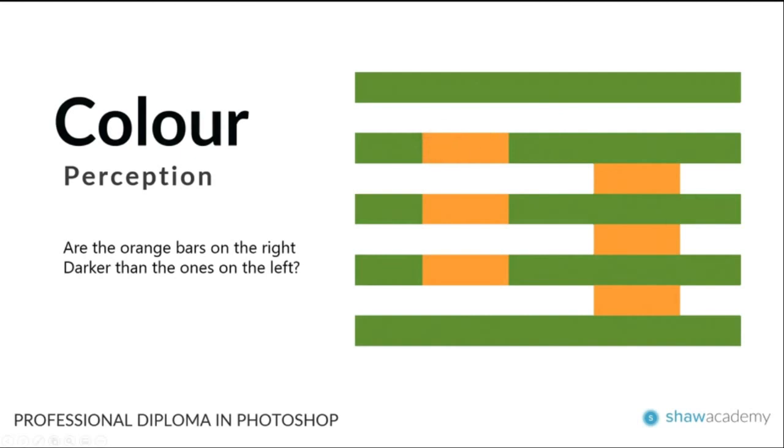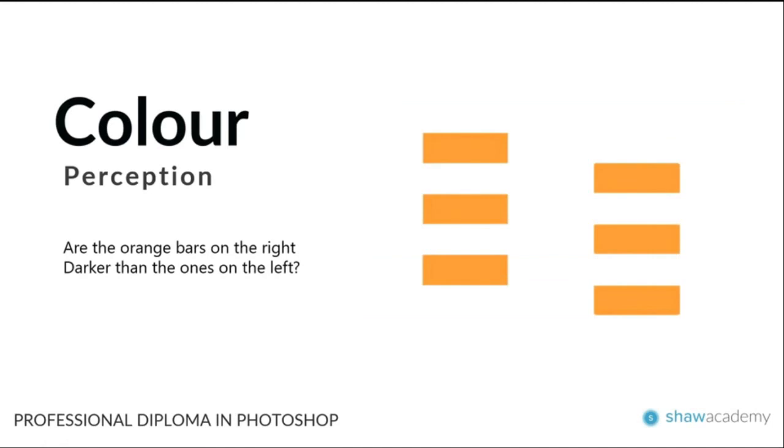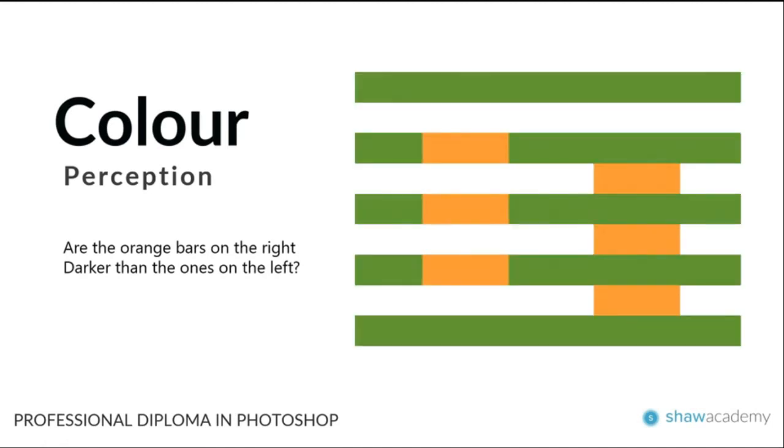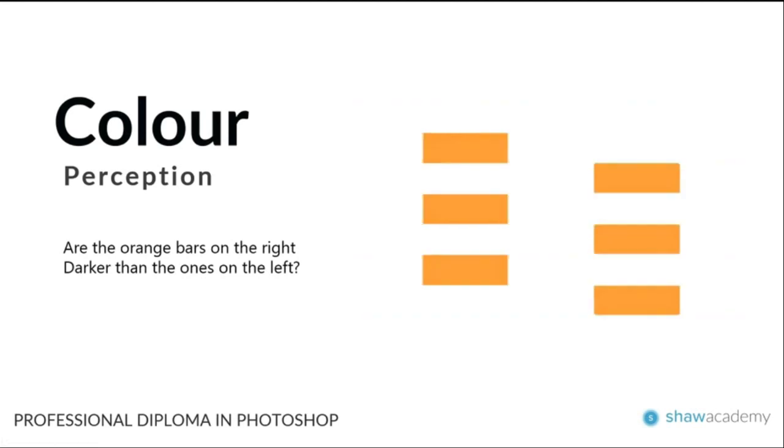But if we remove the green bars, they are of course the exact same. To our eyes, these orange ones appear to be a little bit more shadowy, a little bit darker because of the dark green bars on the top and the bottom of them. When they're in the green, we've got the white surrounding them, so that gives them a brighter appearance. And again, if we remove them, we see that they're the exact same.